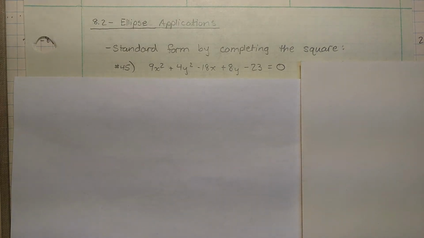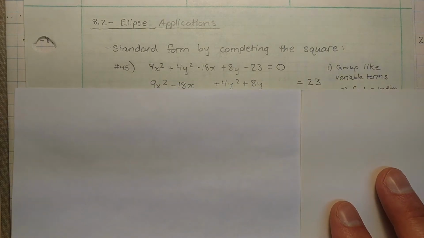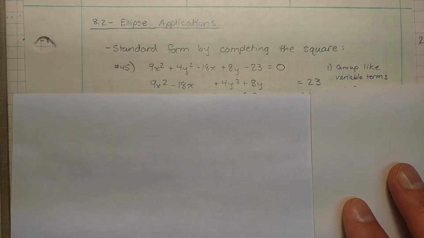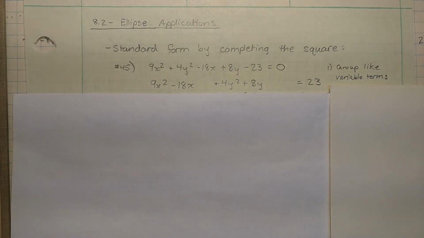This is not something that should be brand new to you, but we have to do it for two different variables now. Where with parabolas, we only did it for the one term that was squared. Now both terms are squared, so we must do it with both. So the first thing that we're going to do is group like variable terms.